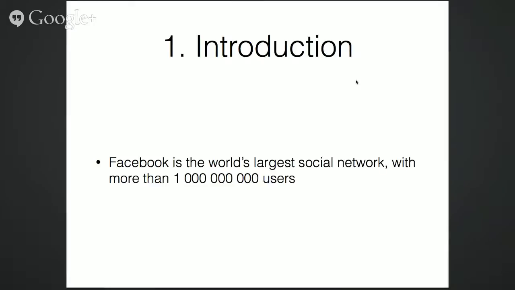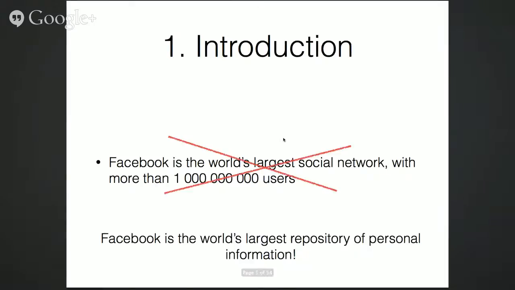So basically Facebook processes about 1 billion gazillion million megabytes of information per day, and we can actually say that Facebook is the world's largest repository of personal information. And what's even more interesting, Facebook is an open access repository, so everyone can check this information.